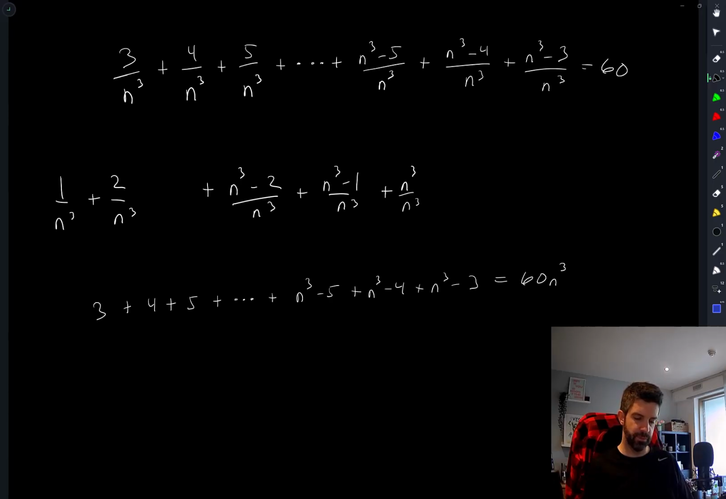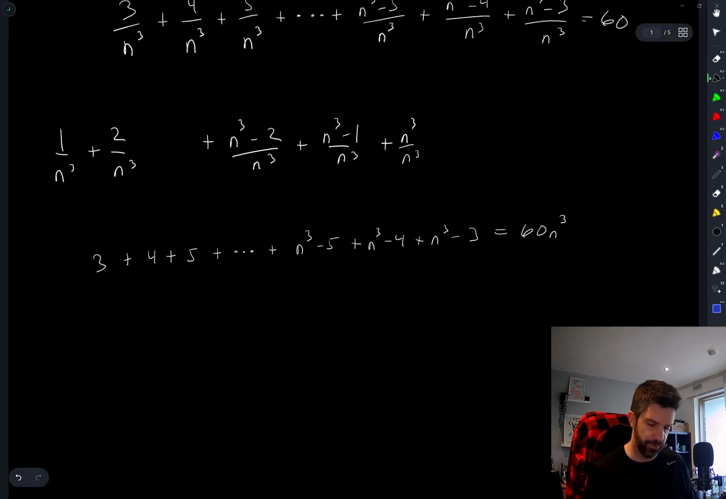So I've multiplied both sides by n cubed. It's a little weird because I think that's fine. Even though we have a variable number of terms on the left, if I fix n cubed, this is true.